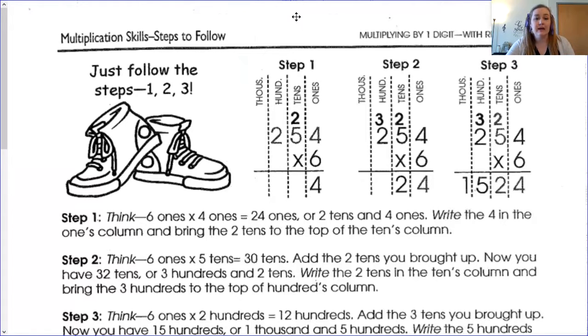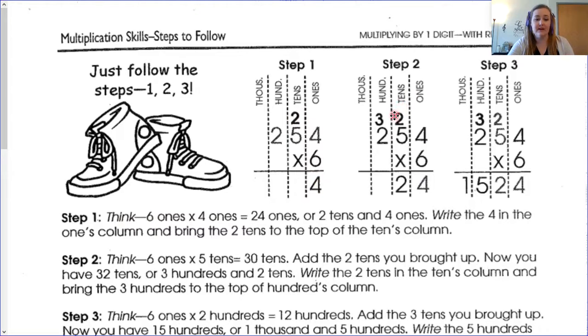Follow along with me with my spotlight. We're going to go in the ones column. First you're going to go 4 times 6, and I like how they said, think 6 ones and 4 ones. If we multiply those together, we get 24 ones, which is the same thing as 2 tens and 4 ones. So I take my 2 up here, put my 4 down here.